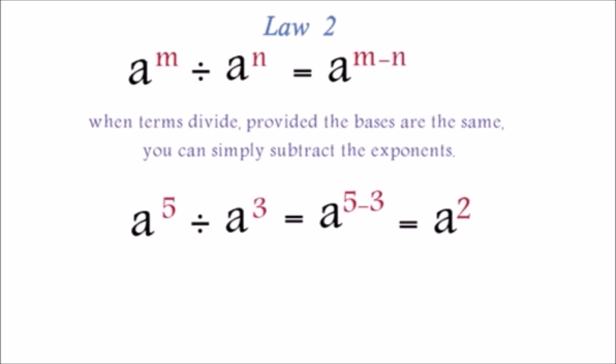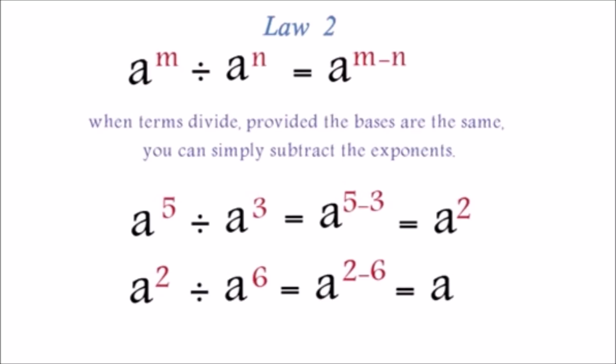Note that it is possible to have negative exponents. Example: a exponent 2 divided by a exponent 6 equals a exponent 2 minus 6. This equals a exponent negative 4. Please take note of this. We will mention it again later.